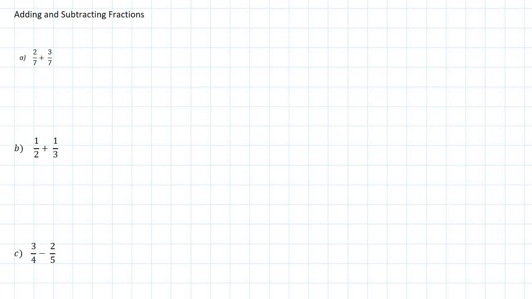Let's look now at how to add and subtract fractions. If you've got the same denominator, like here, it's really easy. Just think to yourself, what's 2 apples add 3 apples? It's 5 apples. What's 2 cars add 3 cars? It's 5 cars. What's 2 sevenths add 3 sevenths? It's 5 sevenths. And you can see here that we're adding the numerators, and that denominator stays the same.